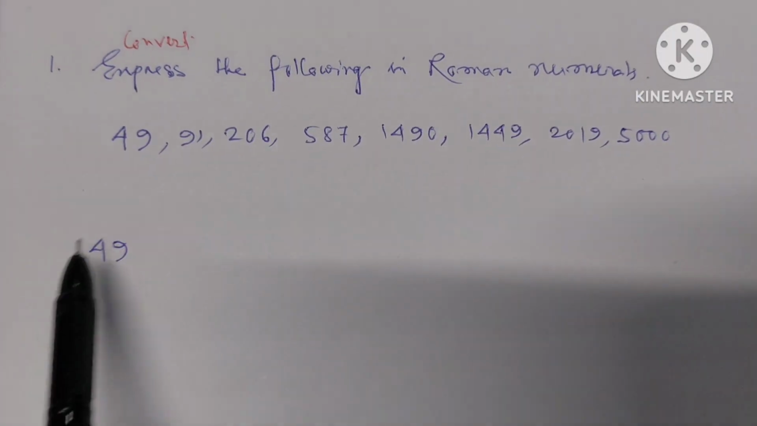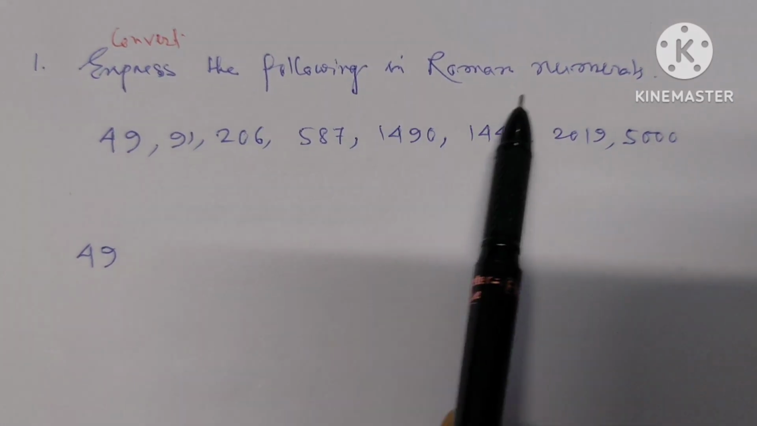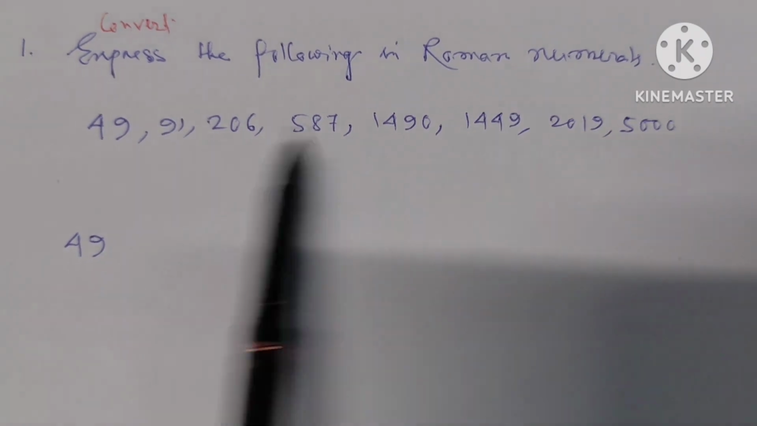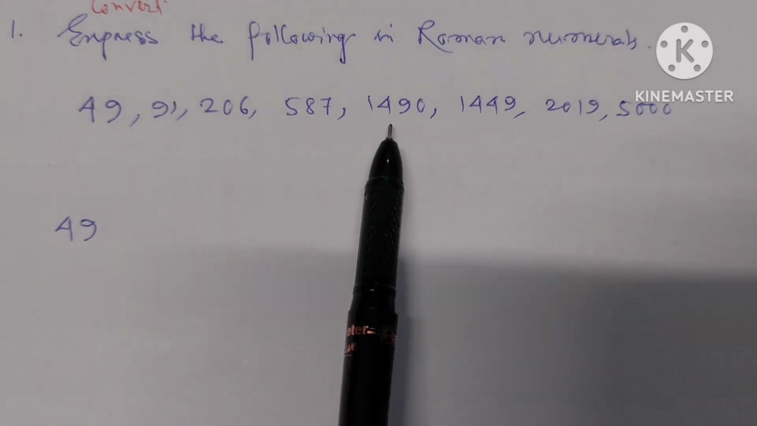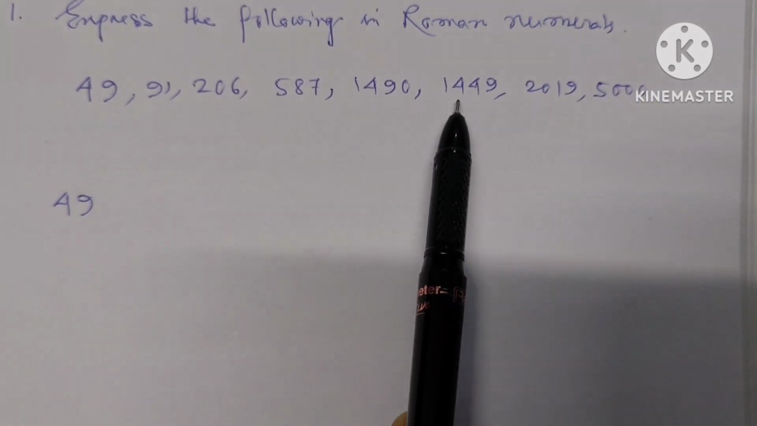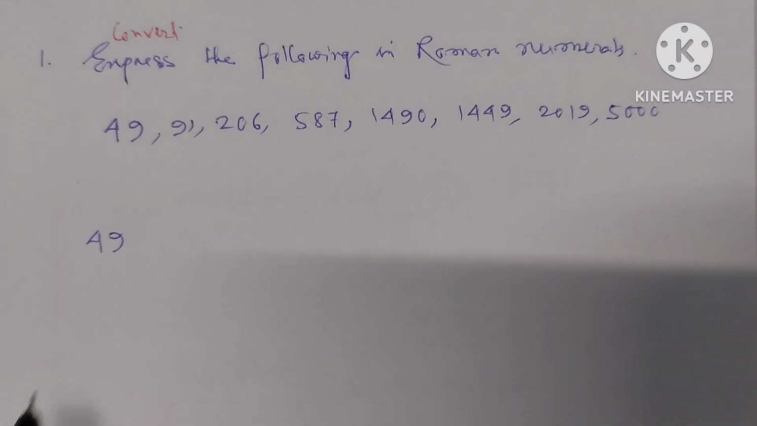Now, some examples. Convert the following into Roman numerals: 49, 91, 206, 587, 1490, 1449, 2019 and 5000.